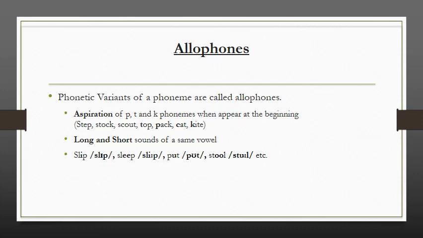The next one is put, P-U-T, put. The U sound is pronounced shortly, but in the next example, stool, the U sound is elongated. So these long and short sounds of the same vowel are also called allophones.